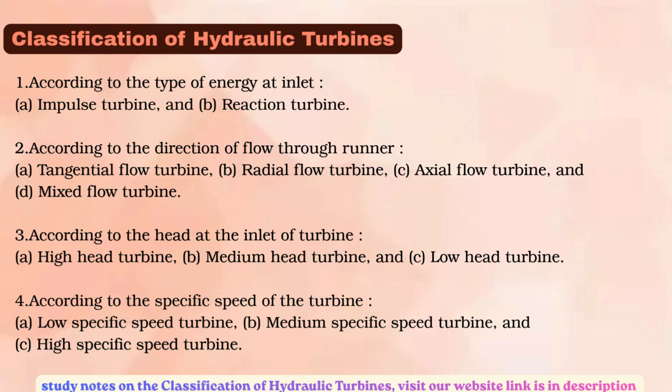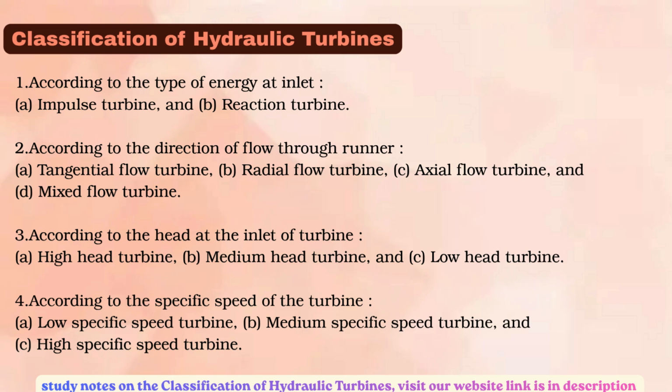Now, moving to the second classification based on the direction of flow through the runner. There are four types: tangential flow turbine, radial flow turbine, axial flow turbine, and mixed flow turbine. In a tangential flow turbine, water strikes the runner tangentially. In a radial flow turbine, water flows in a radial direction, either from outside to inside or inside to outside. In an axial flow turbine, water flows parallel to the axis of rotation. In a mixed flow turbine, water enters in radial direction and leaves in axial direction.